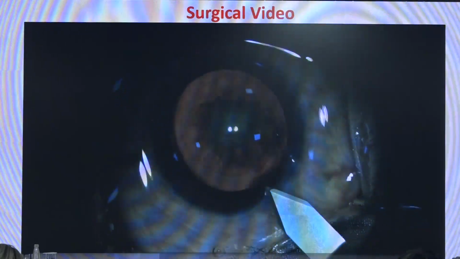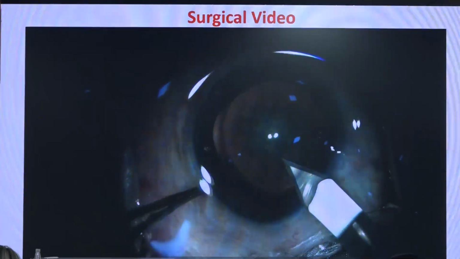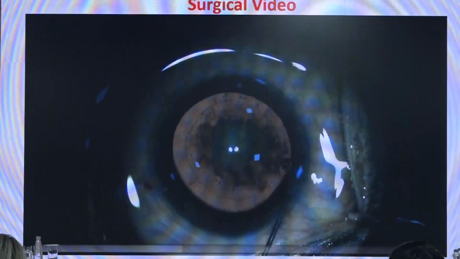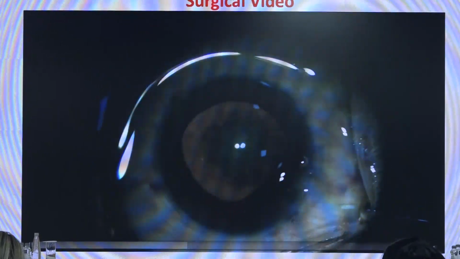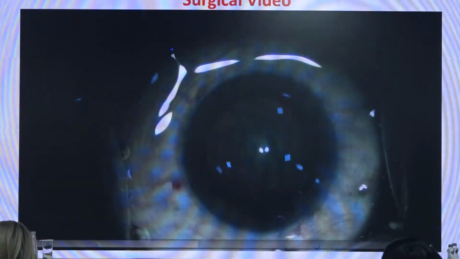Main wound is created, a 2 mm long triplanar wound is created. Then visco is removed, and hydrodissection is done gently with minimal fluid. Nucleus is rotated after hydrodissection.